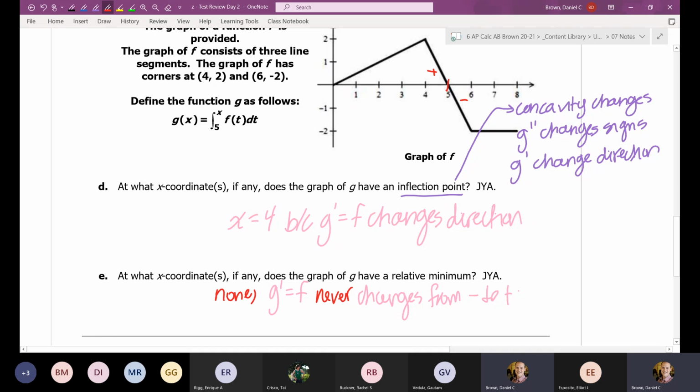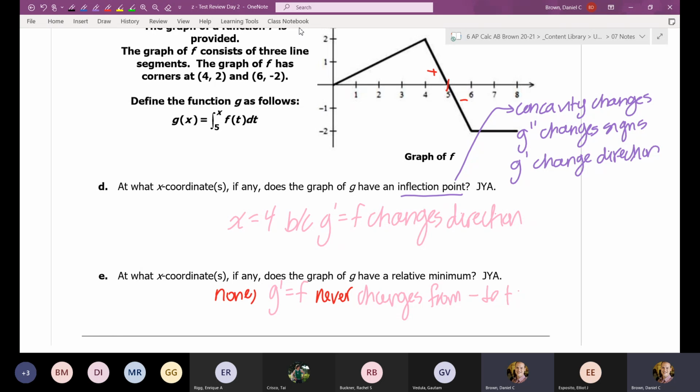What is happening at 5? That would be a relative maximum because it's changing from positive to negative. G prime, which is equal to F, is changing from positive to negative. Any questions on those last three?